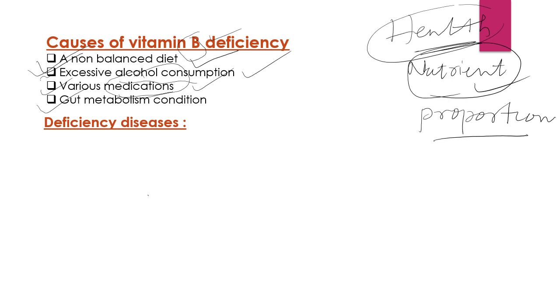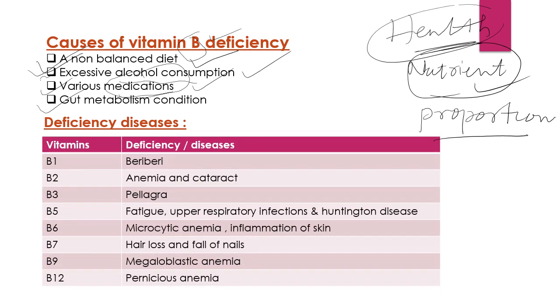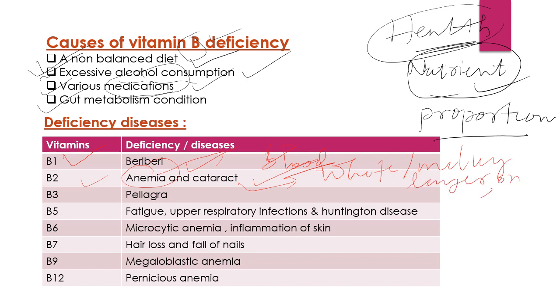Next, what are the deficiency diseases caused by vitamin B? Because of vitamin B1, beriberi takes place. Because of vitamin B2, anemia and cataract. Anemia is a state of deficiency of blood, and cataract is when a white or milky layer is found on the eye. So that may happen because of the deficiency of B2.